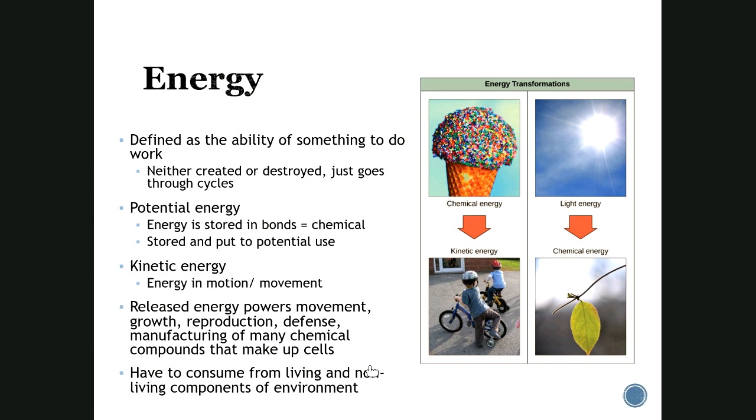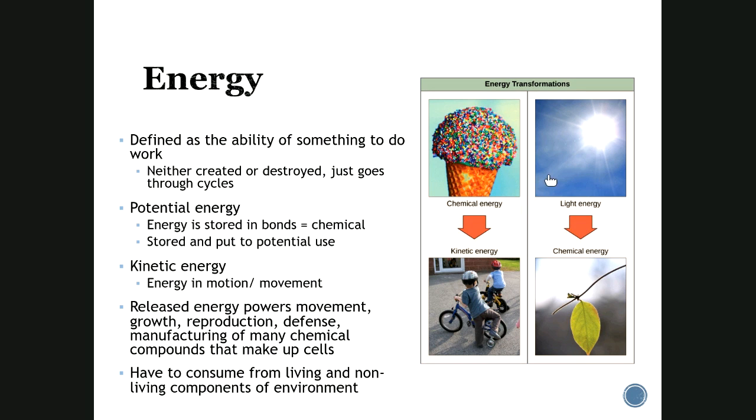It's your ability to do work, or something's ability to do work, not just you. And one important thing is energy is neither created nor destroyed. It just goes through cycles. It just transforms from one form to another. So some of the chemical bonds that we have in our food, like glucose, for example, will be transformed and used to power ATP. Then ATP will help drive your muscles, and that can lead to kinetic energy.